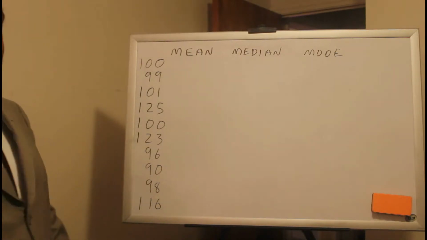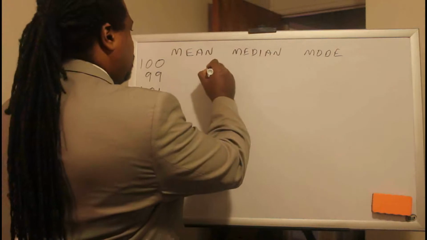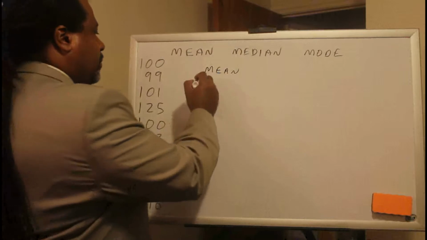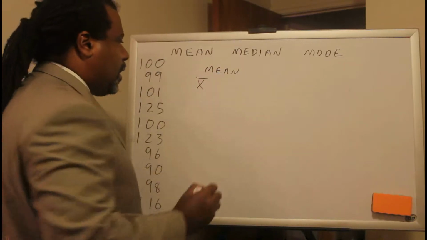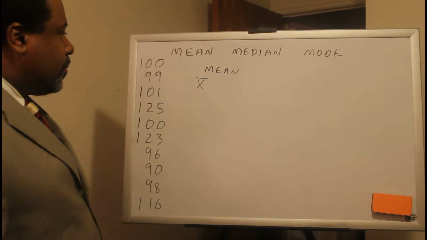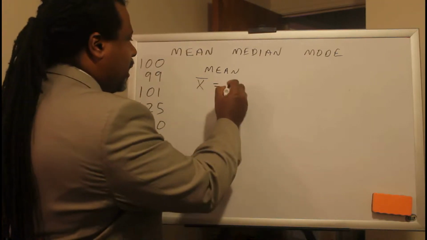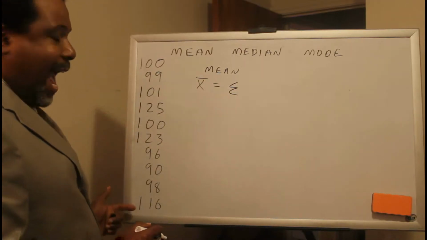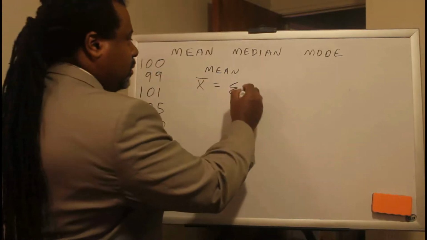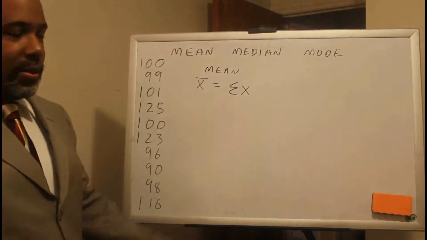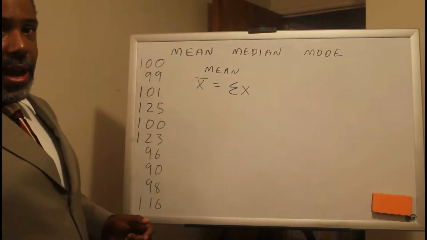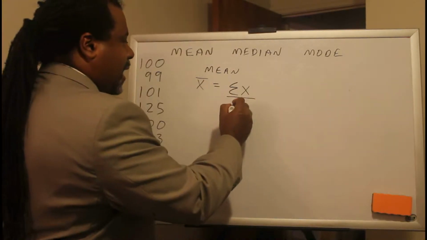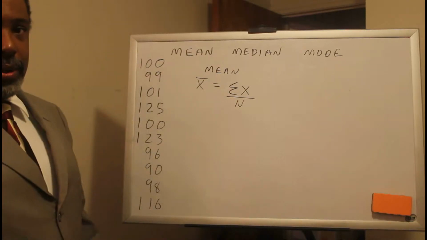So we're going to start off talking about mean. The symbol for mean is x with a bar. And the formula is, the symbol is a summation, which means adding all of these together. The summation of my observed values. X represents each observed value. So it's the sum of the observed values divided by the number of values.